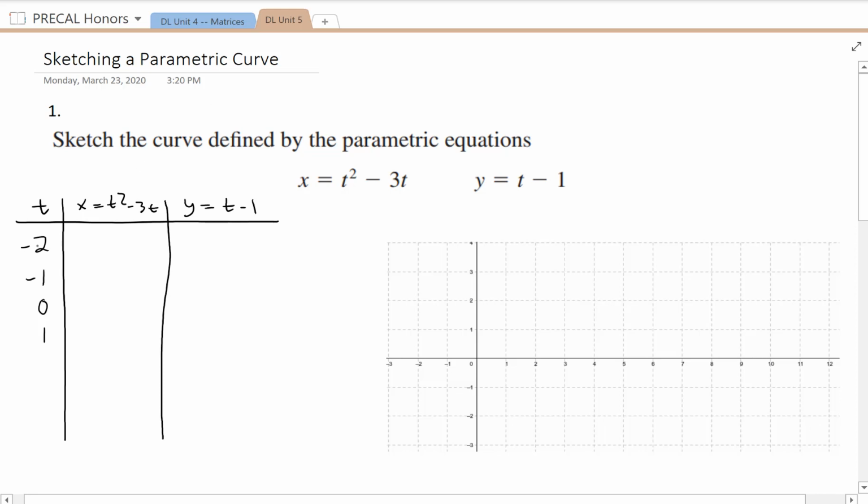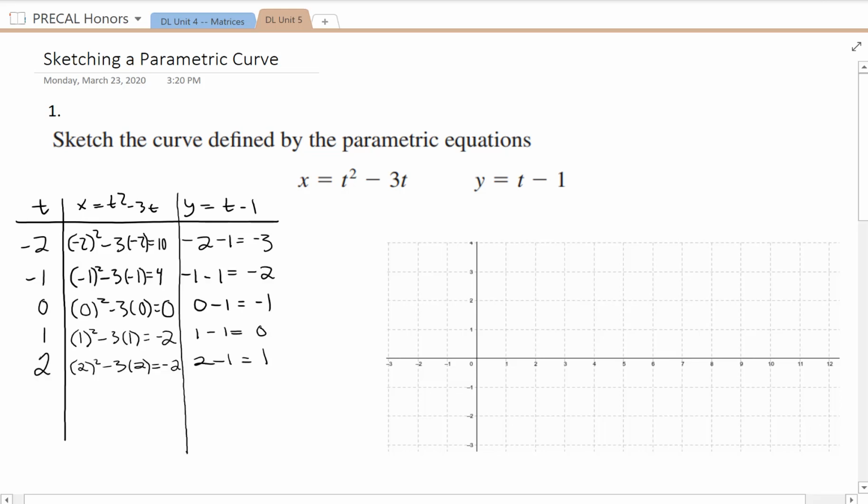To do that, if t is -2, then we plug it in for t in the function. That would be 4 plus 6 equals 10. And when we plug in -2 for t in y, we get -3. So that's currently our first point, the smallest value for t. Keep plugging those in.